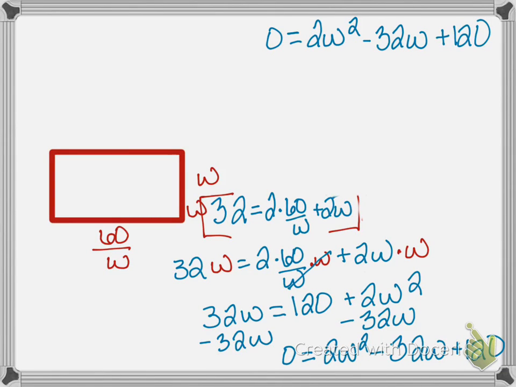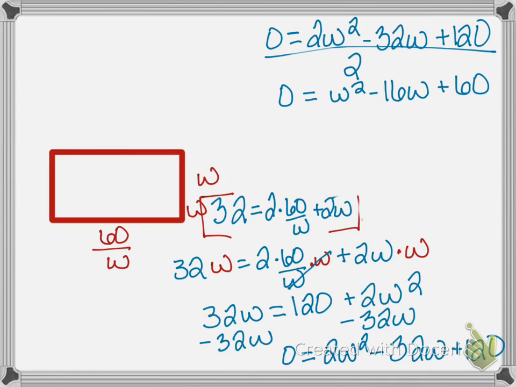Okay. So now what we have right here is 0 equals 2w squared minus 32w plus 120. We're going to divide all that by 2. Why am I allowed to divide that by 2? They're all divisible by 2, and another way we say that is they're all even. They're the same thing, exactly the same thing. So then I'm going to have 0 equals w squared minus 16w plus 60.